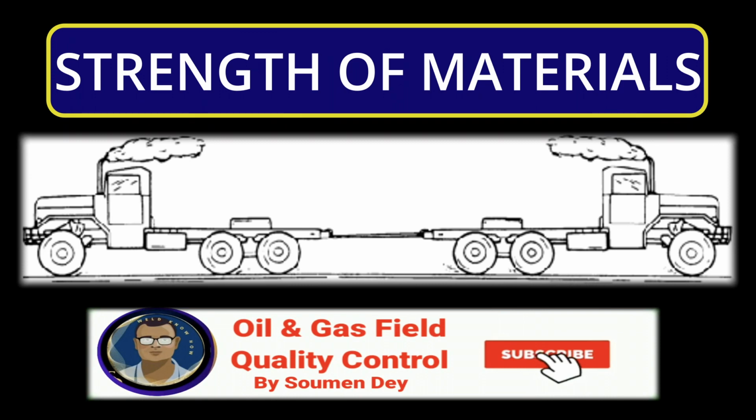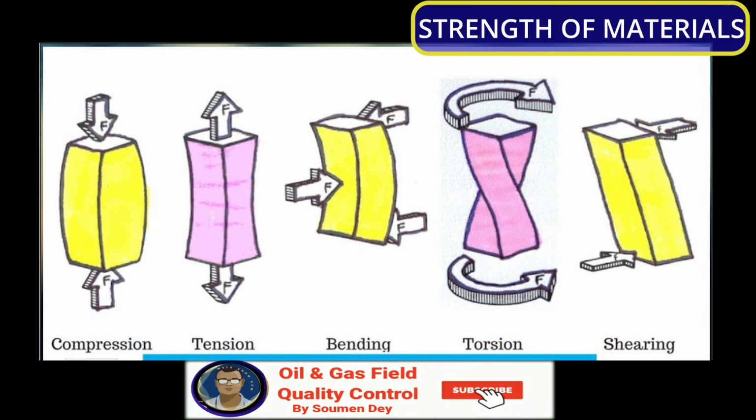Let us start. The strength of a metal is its ability to withstand various forces to which it is subjected during a test or in service. The strength of a material enables it to resist fracture under load. It is usually defined as tensile strength, compressive strength, proof stress, and shear strength.